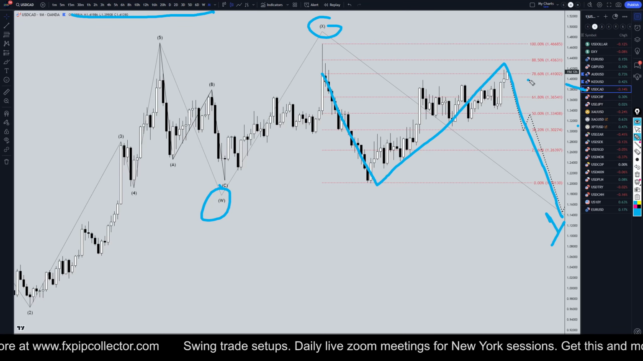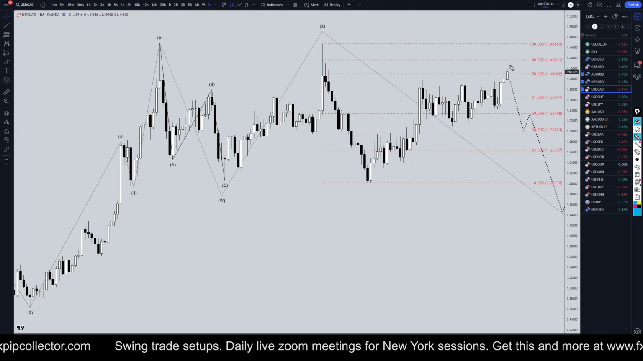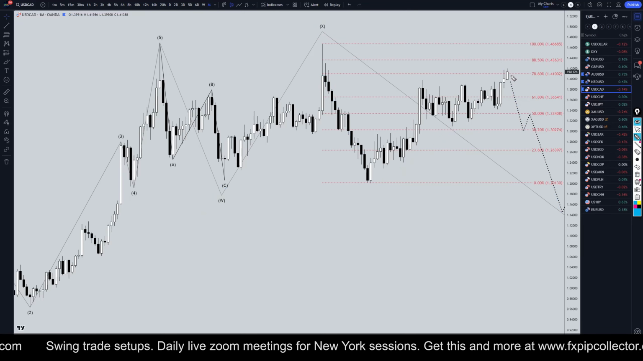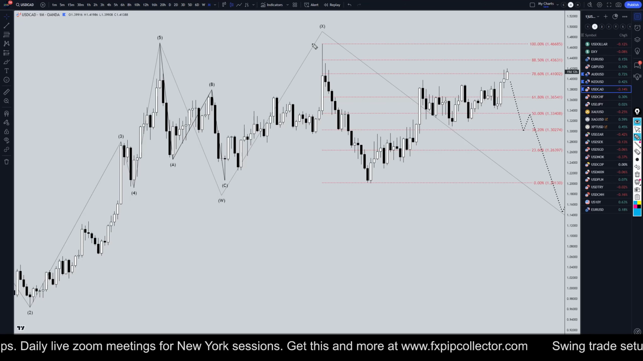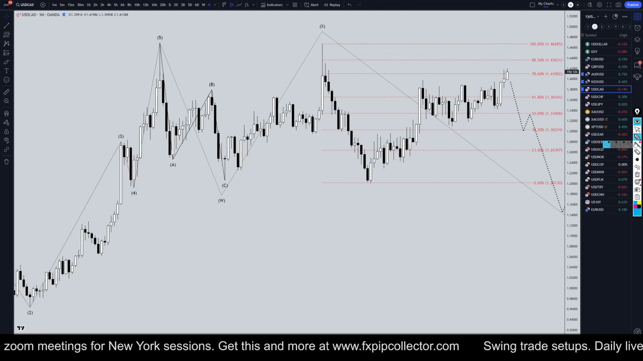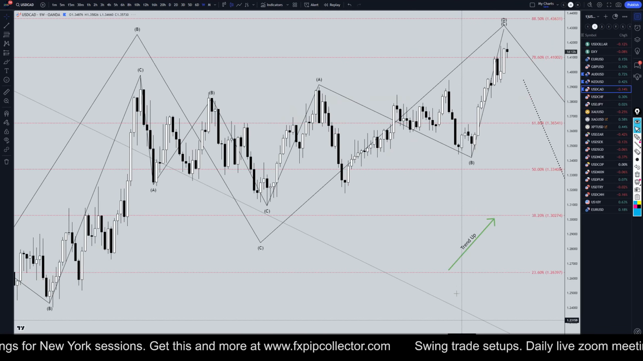Now, we have to pay attention to 78%. If price does close above this 78% very significantly on these higher time frames, then it probably will eventually go up and take out the previous highs. So let's take it down to the weekly time frame.